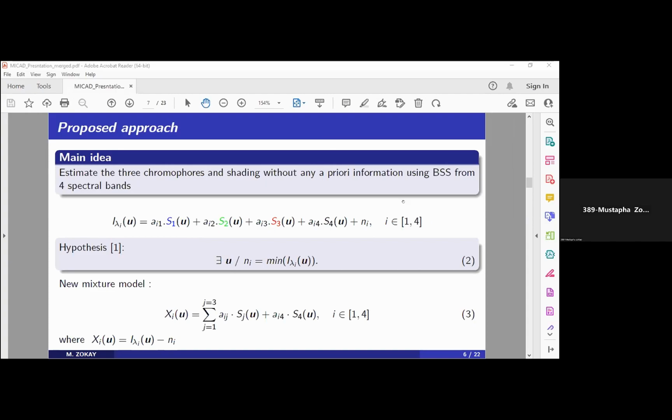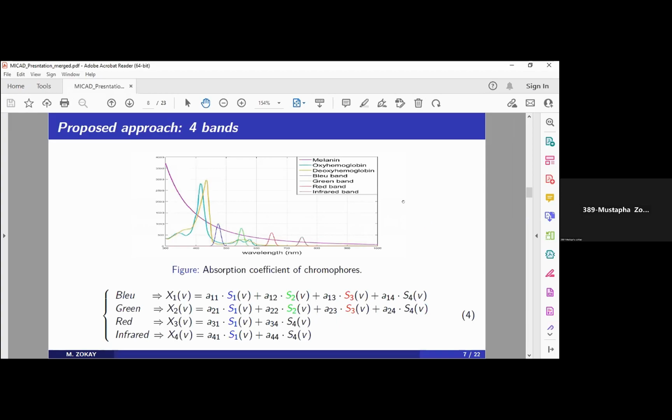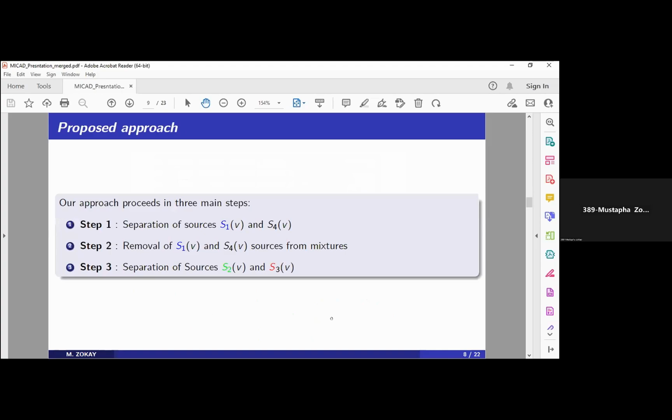To simplify our model, we propose to take four multispectral images at four bands: the bands blue, green, red, and infrared. Based on the absorption curves of these three chromophores, we can see that the absorption coefficient of oxyhemoglobin and deoxyhemoglobin is almost zero in the red and infrared. So our new mixing can be written in the blue and green as a combination of the three chromophores plus the shading, but in the red and infrared we have only melanin and shading. So our approach is based on three means.